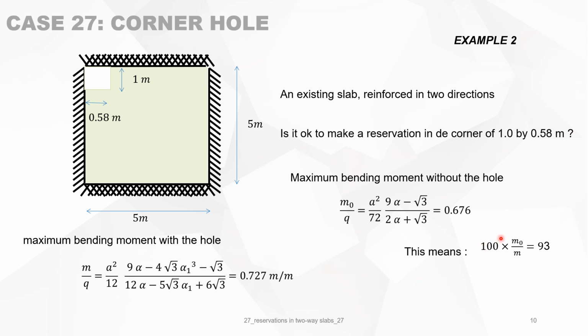This means that the bearing capacity is 93%. So we lose 7% of the bearing capacity by making a hole of 1 by 0.6 meters in the top left corner of this type of slab. That's why you should always avoid making reservations in the corner of the slab.